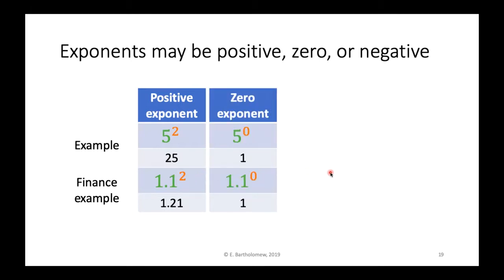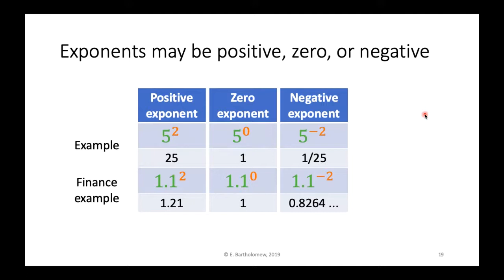So a 0 exponent, as we'll see, will always evaluate to 1, so long as the base itself is not 0. So 5 to the 0th power is 1, 1.1 to the 0th power is 1, and 1,000,000 to the 0th power is also 1.